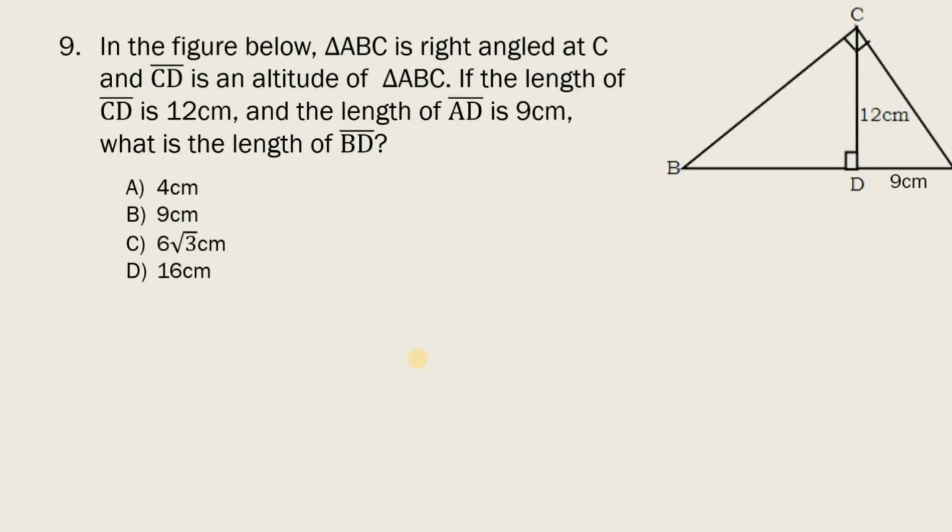Question 9. In the figure below, triangle ABC is right-angled at C, and CD is an altitude of triangle ABC. If the length of CD is 12 centimetres, and the length of AD is 9 centimetres, what is the length of BD? Pause the video whilst you work it out.